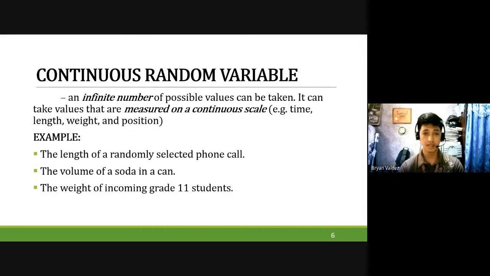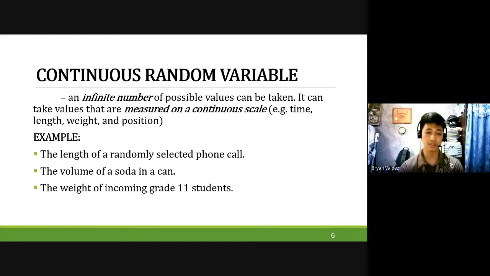Next, the continuous random variable. In continuous random variable, it's the opposite of the discrete random variable. It is infinite in number, and you can measure the values on a continuous scale. Meaning to say, if we are going to identify a continuous random variable, we cannot count it, but we can identify the possible values by measuring it using different measuring tools. For example, the length of a randomly selected phone call, the volume of a soda in a can, the weight of incoming grade 11 students.